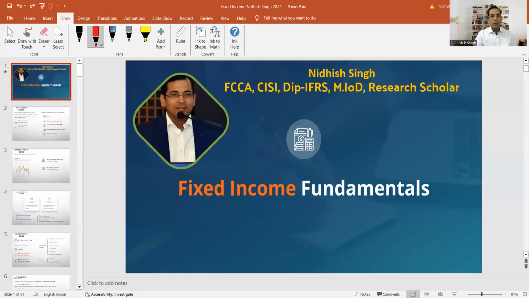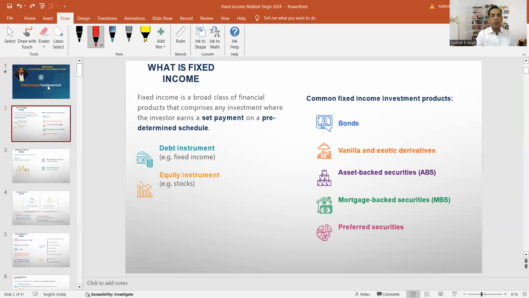So as promised, this is the fixed income fundamental session. So essentially, what is fixed income as a product? As the name suggests, it is any financial instrument which provides us a regular cash flow during the product or at the end of the product, whereby the cash flows are fixed in some shape, for example, the coupon rate or end of the tenure payments. Hence, this is called fixed income.